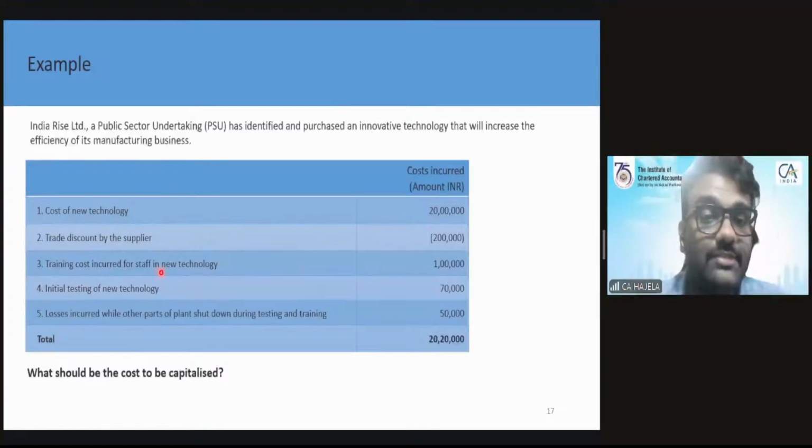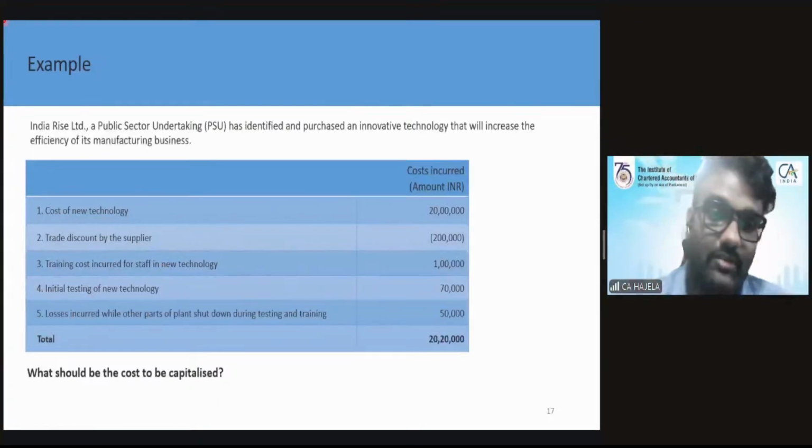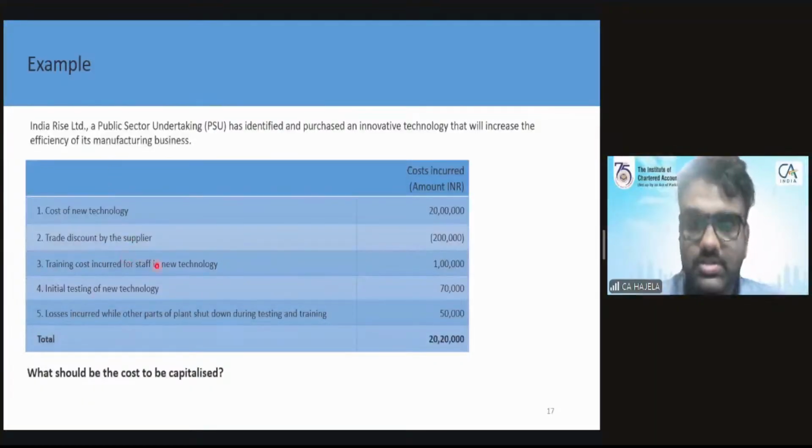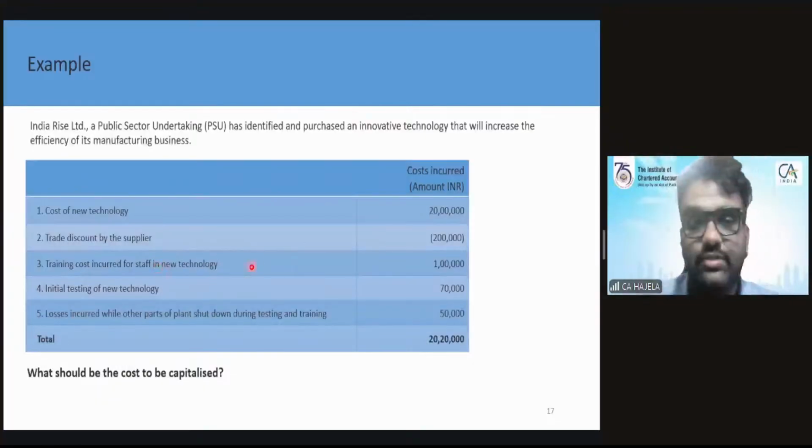Training cost incurred for staff in new technology. Now I am expecting a right answer from all of you on this. We have discussed this quite a few times. Do I control the staff? This is the knowledge that they will get. No, I don't control this knowledge. That is why this will be excluded.